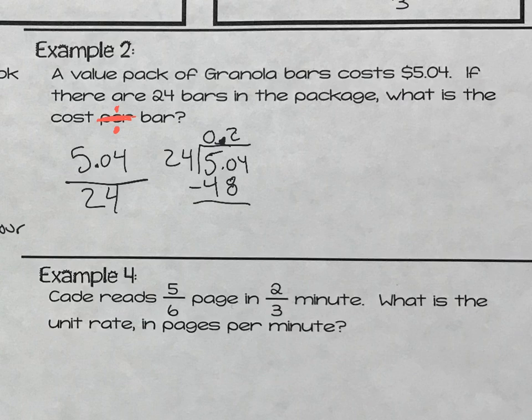I've got 48. 50 minus 48 is 2. Bring down the 4. Again, I'm going to go fast, so just follow along. 24 goes into 24 once, and it becomes 24, so I have no remainder. So 21 cents is my answer.